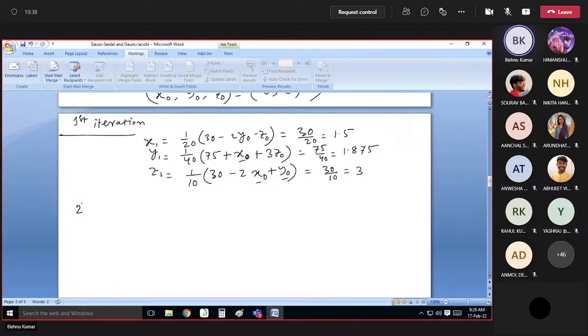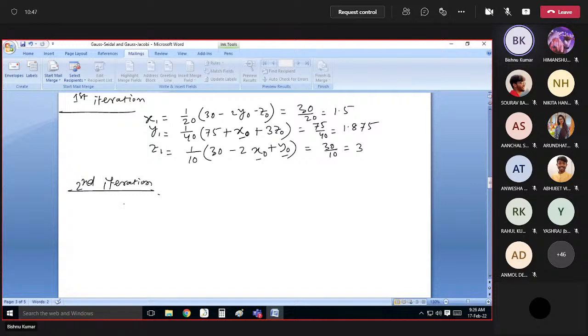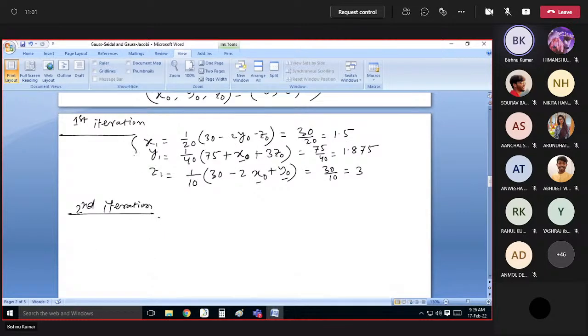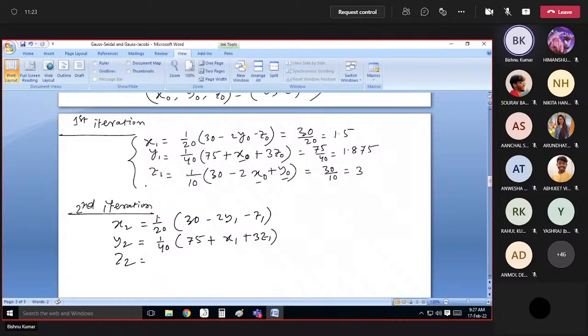So quickly tell me what will be the second iteration scheme. To get x2, y2, z2, I will always use the formula structure we have built from the system of equations, the recurrence relation. The same formula structure, but the subscripts will change. So x2 = 1/20 (30 - 2y1 - z1)... and y2 will be 1/40 (75 + x1 + 3z1), and z2 will be 1/10 (30 - 2x1 + y1). On the right-hand side, x1, y1, z1, all values are already calculated in the previous step. These values you have to use.